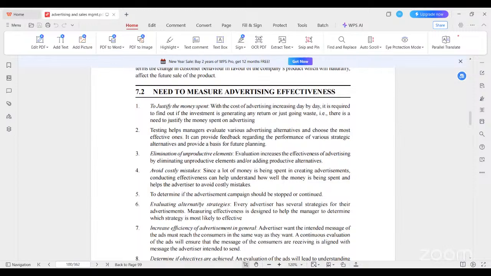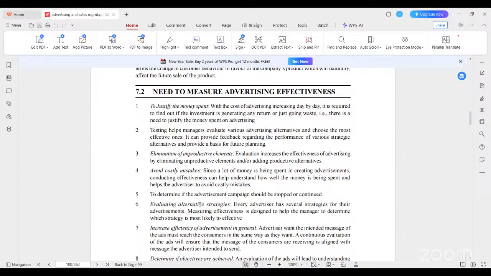Whether through advertisement we have reached our objective, which we have already discussed, such as creating brand awareness, getting the leads, or driving sales. So whatever the objective may be, whether we have reached it, whether we should continue our campaign, or the campaign should be stopped. Okay, then next one is evaluating alternative strategies.